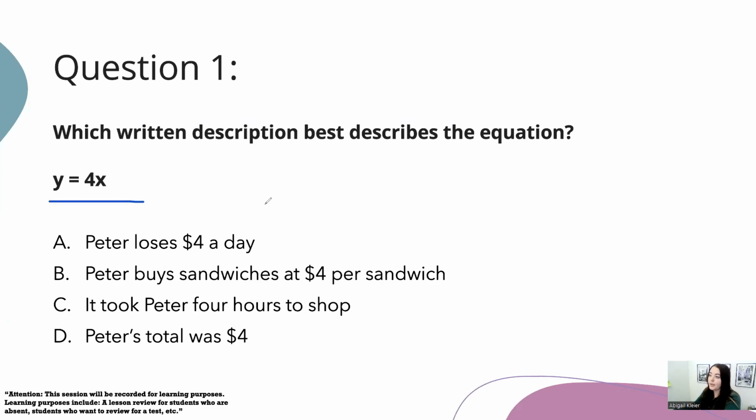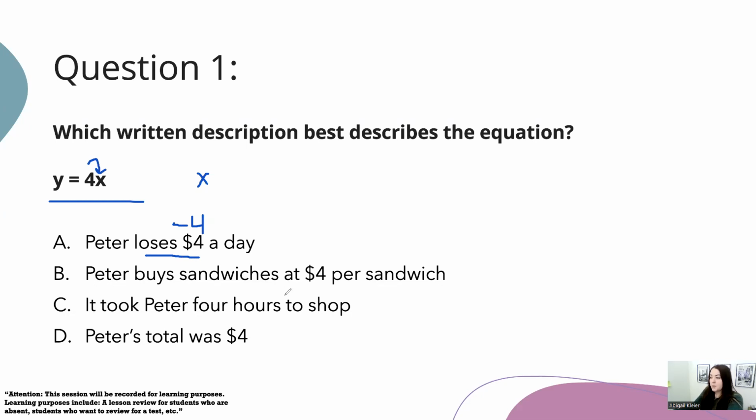Our equation is y equals 4x. So as a reminder, that 4 next to a variable does indicate multiplication. So we're going to read the answer choices, and we're going to choose which one is expressing a multiplication problem. A, Peter loses $4 a day. Well, when I think of losing $4 a day, to me, that's subtracting 4. So I'm going to not think about that one just yet.